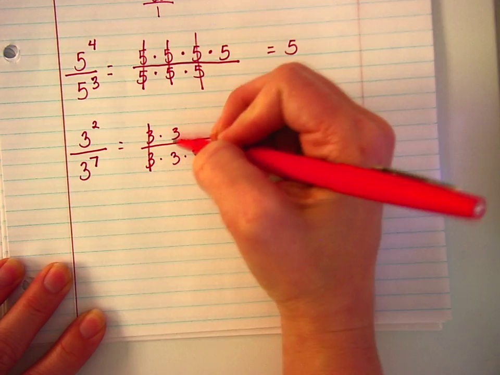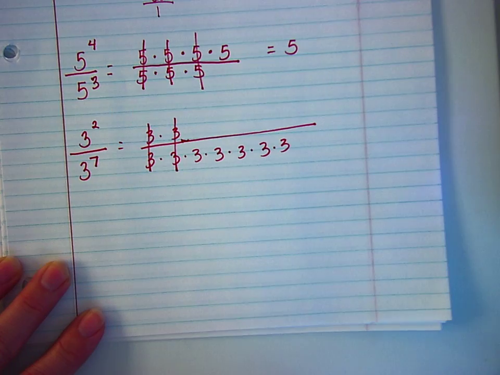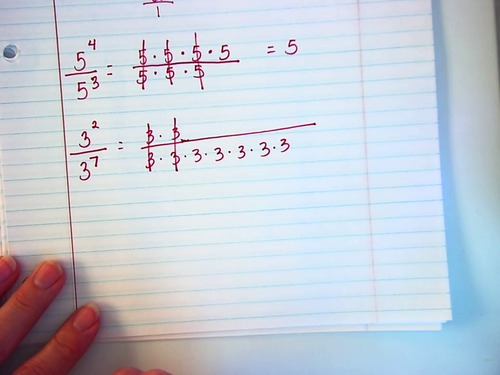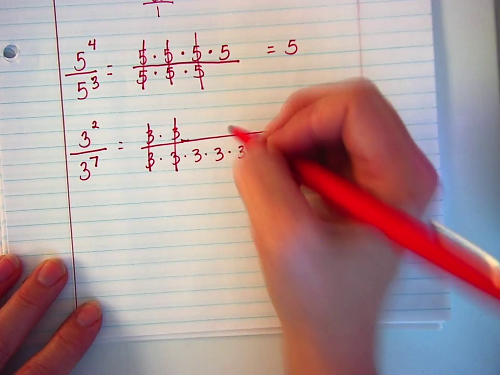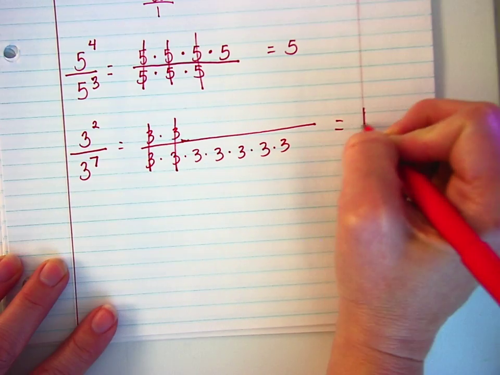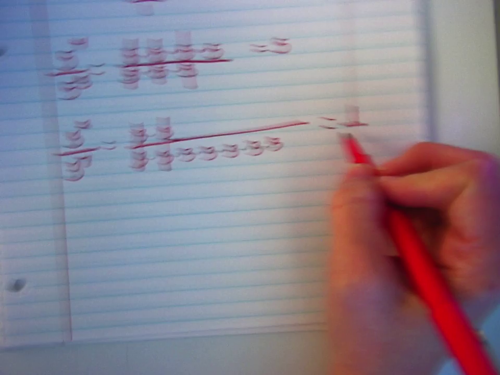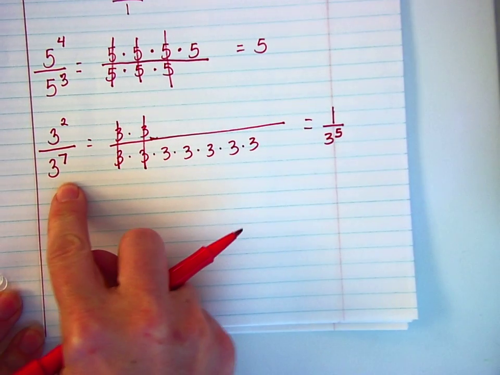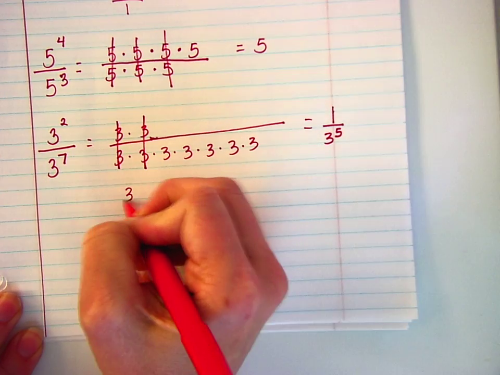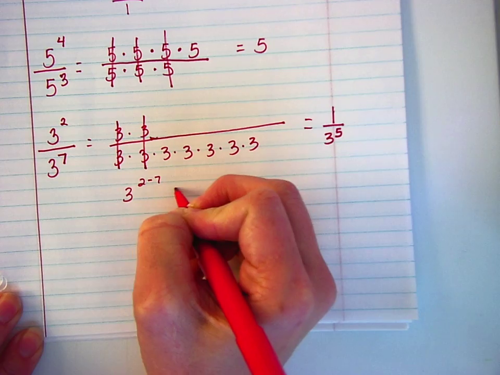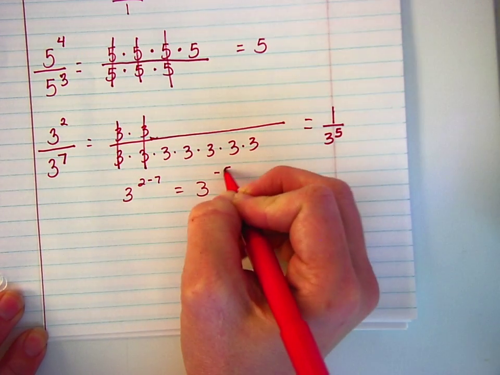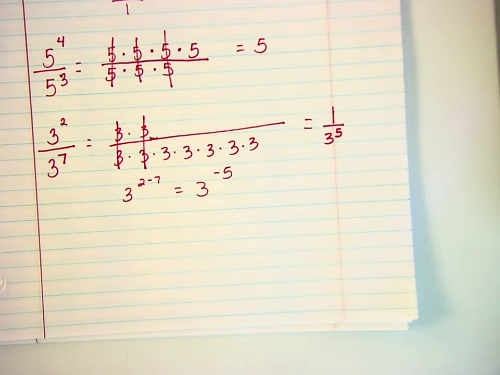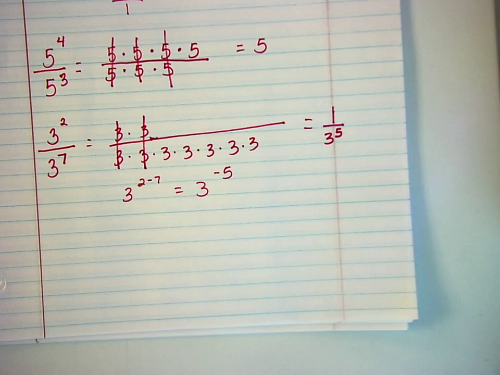And I have to simplify the 3's. I don't have anything left up top, so what do I need to put in that placeholder? 1. So I really now have 1 over, how many 3's on bottom? 5. 3 to the 5th power. Now, if I were to subtract this, 2 minus 7, that would have given me 3 to the power of negative 5. Why am I not writing it like that? You have a negative exponent. No negative exponent. Very good.